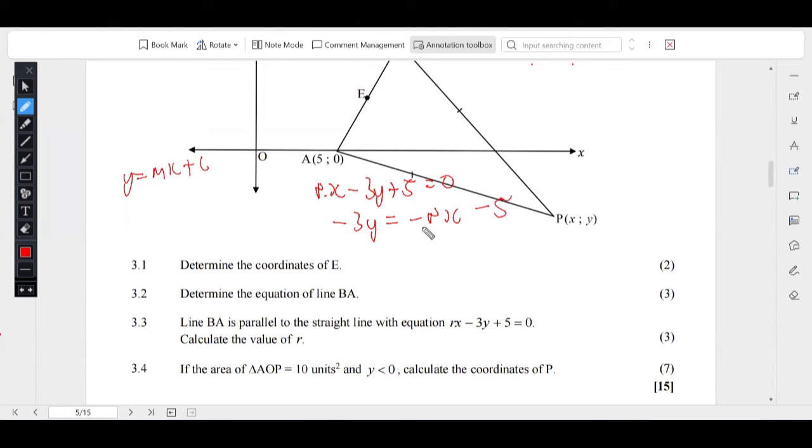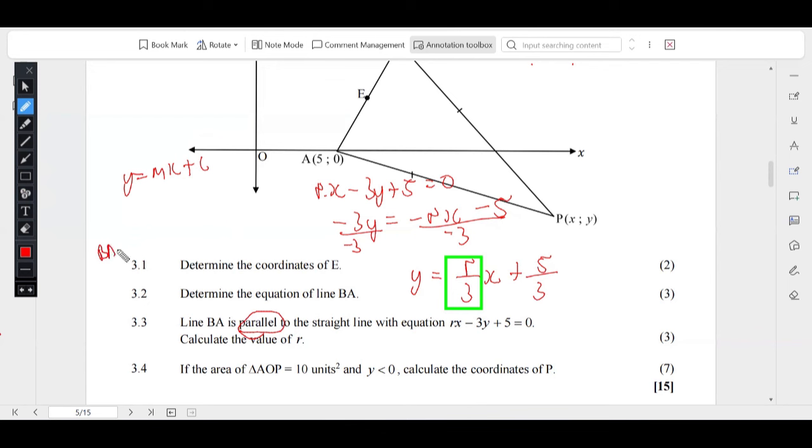And then now, if I want to write this in the form of y is equals to mx plus c, I do understand that I have to divide everything throughout by negative 3. So this becomes y is equals to negative and negative is positive, so I have r over 3 and then x. And then here, the negative and negative is also positive. So plus 5 over 3. But then remember now, this that we are seeing here is representing the gradient, right? And then what is it that we know about the gradient of parallel lines? We know that parallel lines have the same gradient.